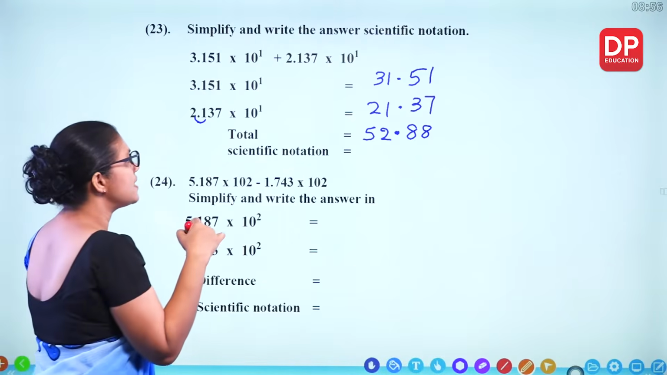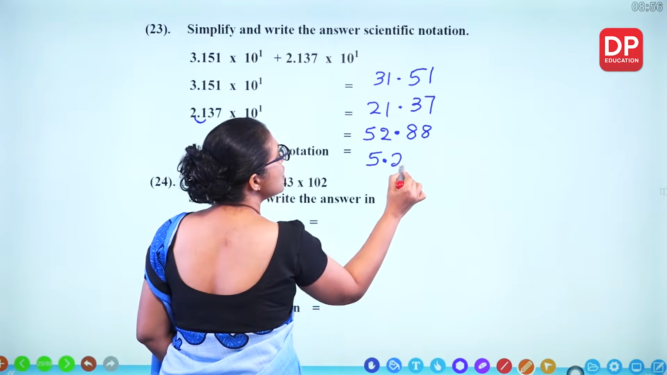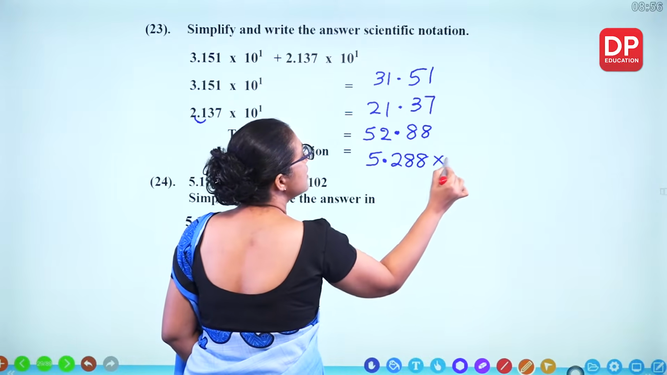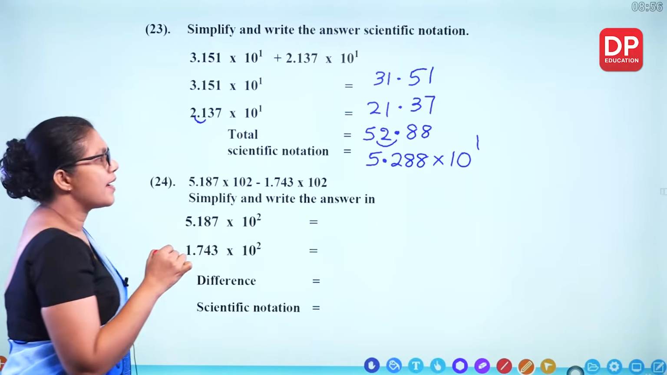How can we write that in scientific notation? I can write this as 5.288 times 10 to the power 1. It was one place to the right.